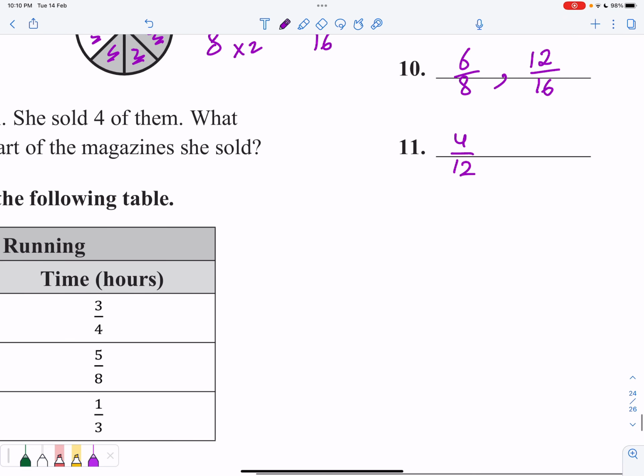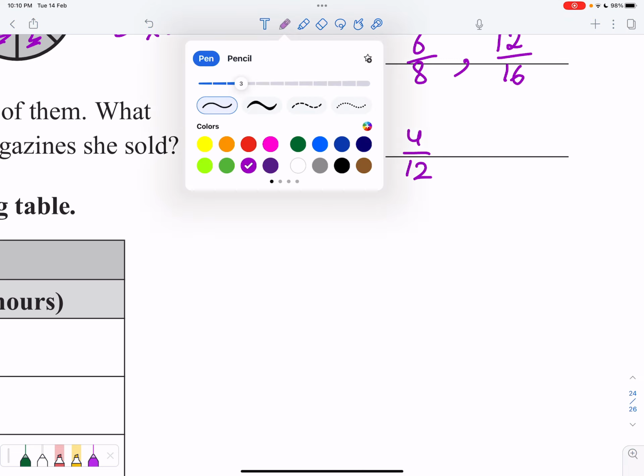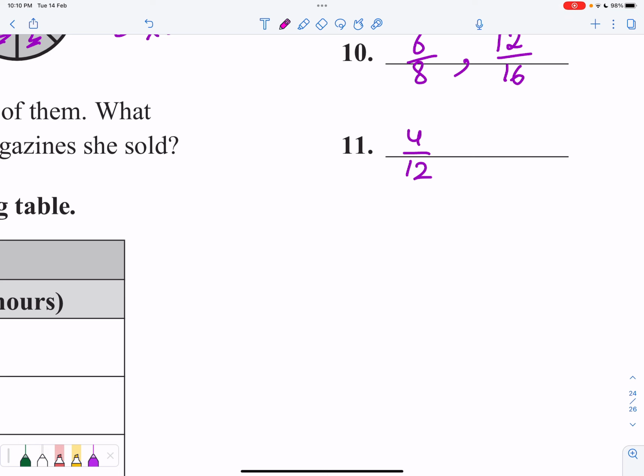To write any equivalent fraction, you can multiply or even divide by any number you choose. Let's try to divide this time. I can divide, for example, by 4, right? So 4 divided by 4 equals 1. 12 divided by 4 equals 3. So 1 out of 3. This is an equivalent fraction.